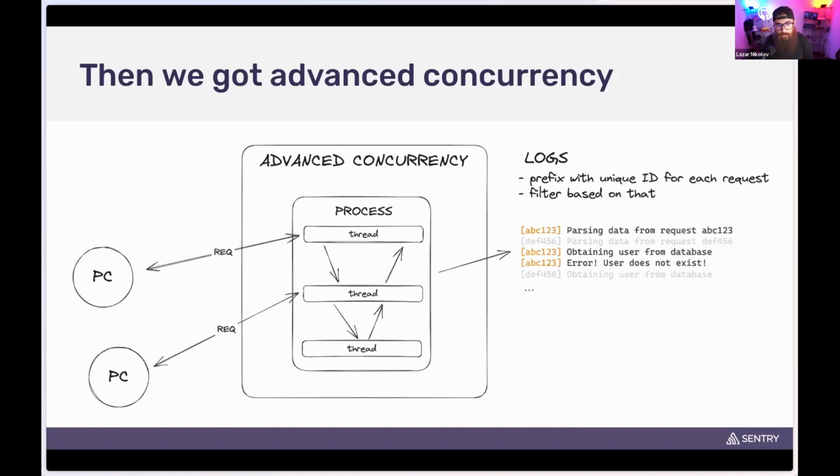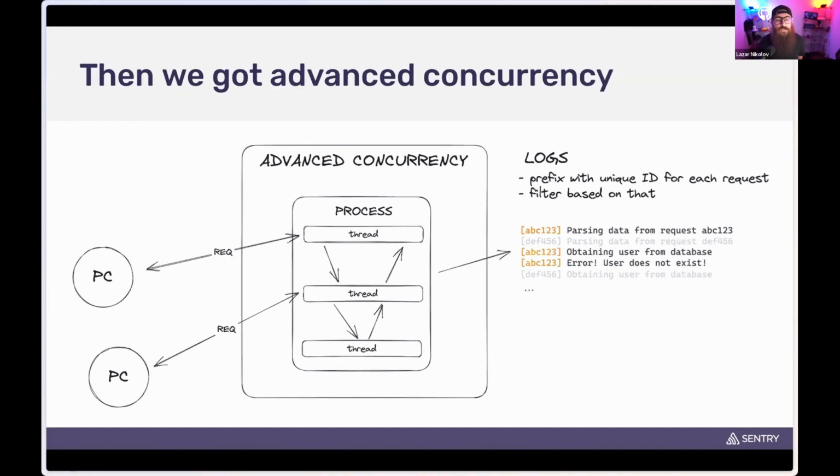What we need to do in order to make sense of the whole jungle of logs is to prefix the messages with something unique for that specific request, like an ID, right? And then we can filter based on that ID. Okay, so a request comes in, we give it an ID, we prefix all of the messages for that request with its own ID, and then if we filter based on that ID, we're good. We can still see the operation flow.